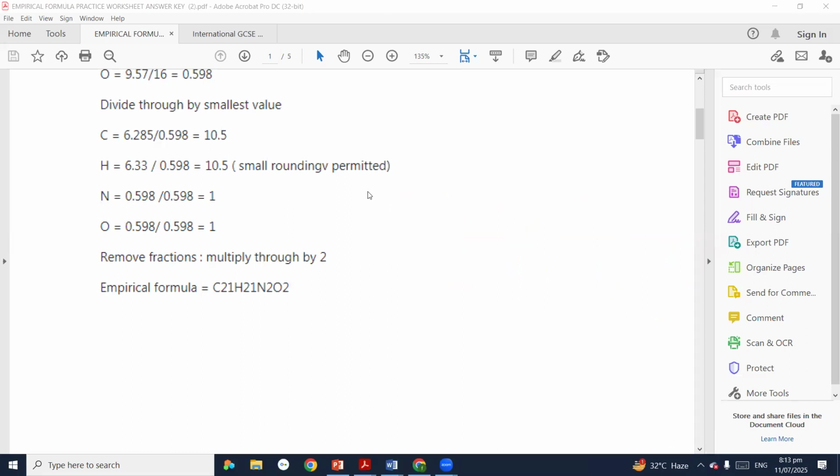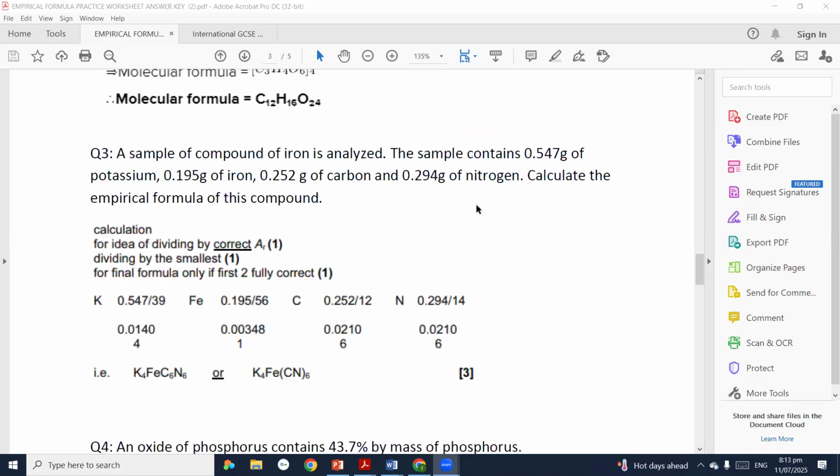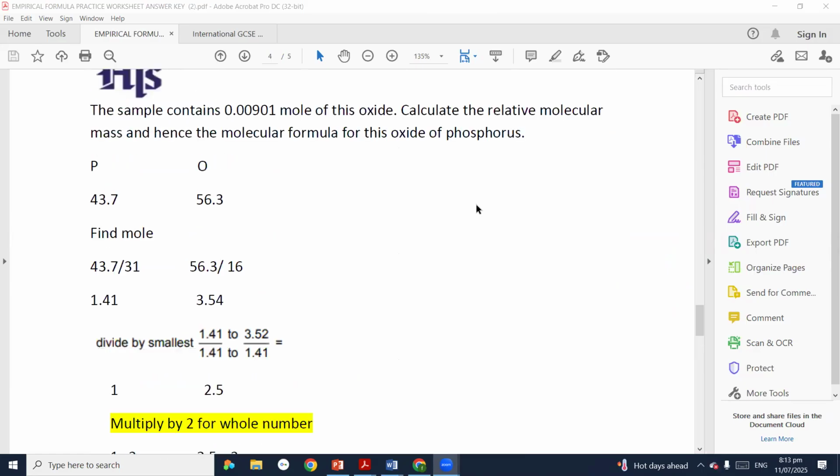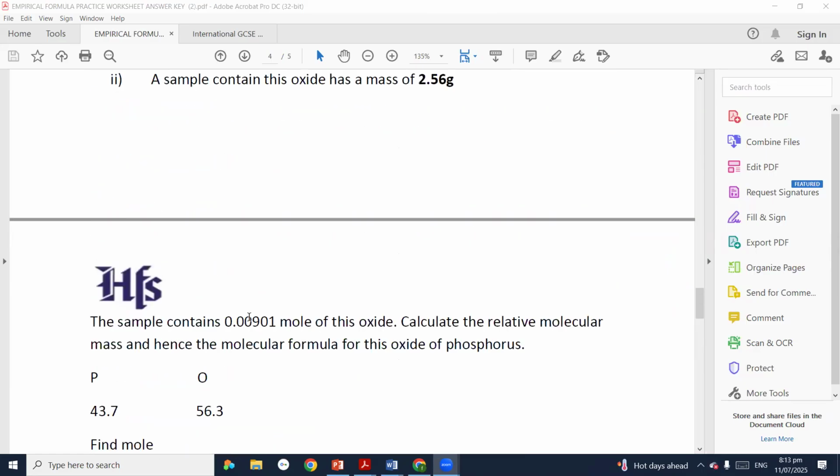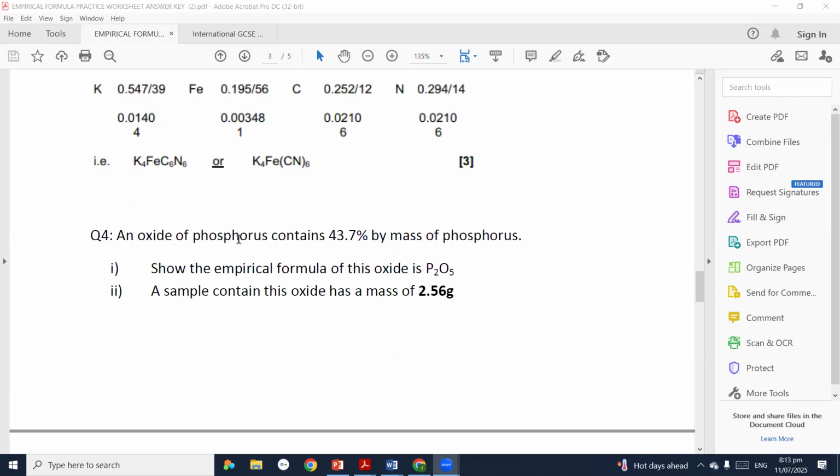In your past paper, I have not seen a question to calculate the molecular formula, but because it is in your syllabus, I have to teach it. Last time you calculated this question: an oxide of phosphorus contained 43.7% of phosphorus. Then you calculated the mass of oxygen by subtracting 43.7 from 100, and you proved that it is P2O5. Till here you have done this question.